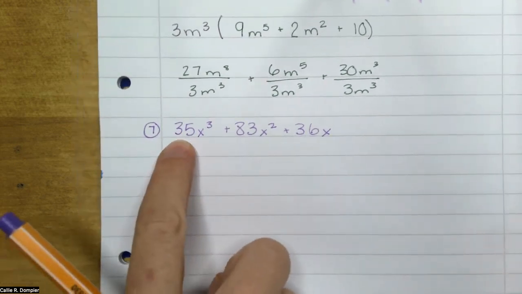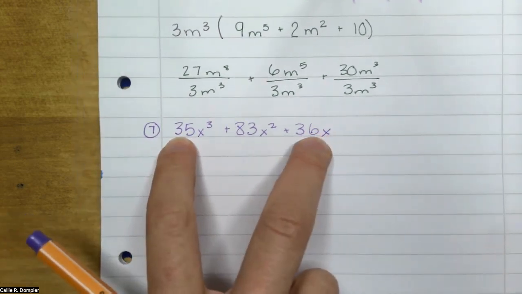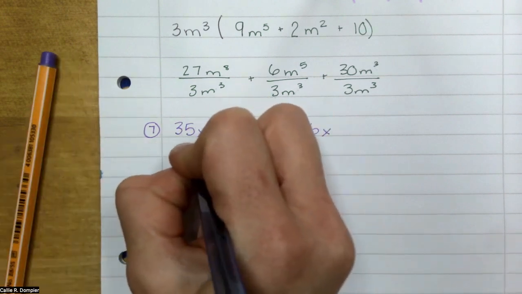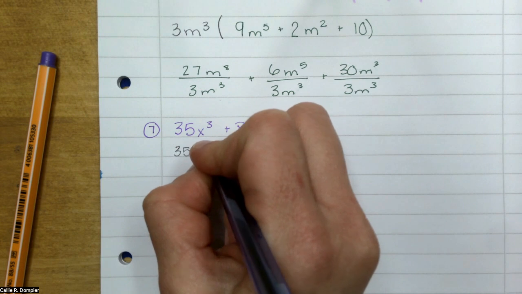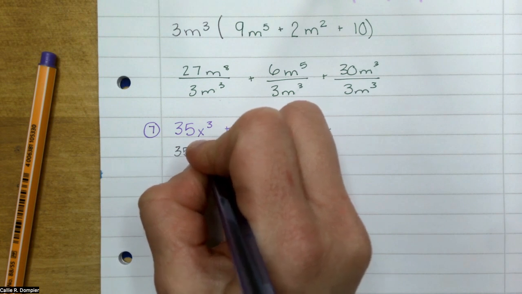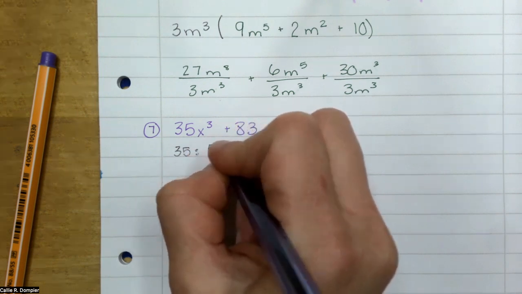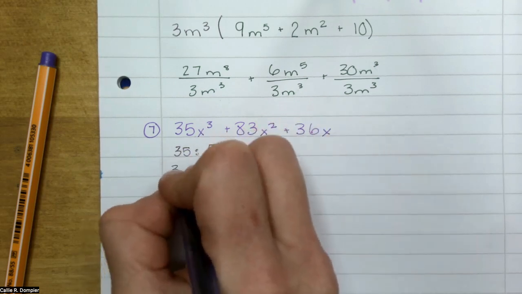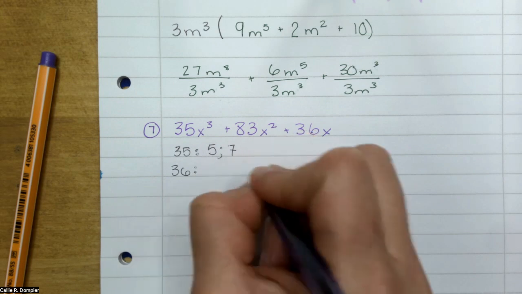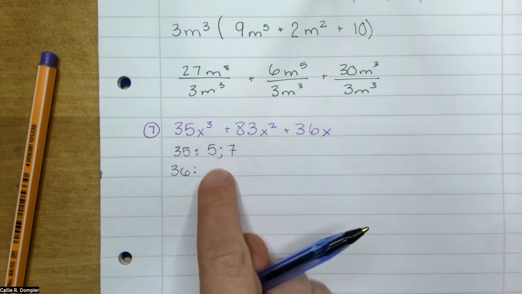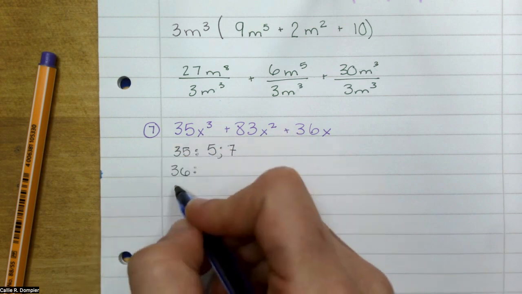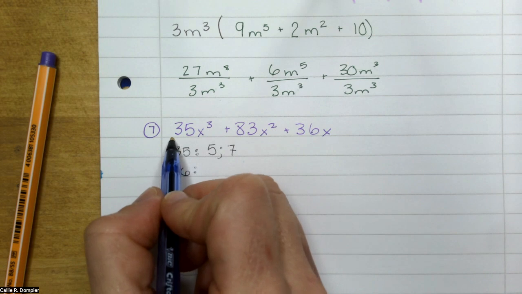I would say, what are the factors of 35 and 36? Do they have anything in common, right? So 35, the factors are 1 and 35, 5 and 7, yeah? And then 36, there's a lot of them. Is 36 divisible by 5? No. Is 36 divisible by 7? No. So there's not going to be a common factor in terms of the coefficients.